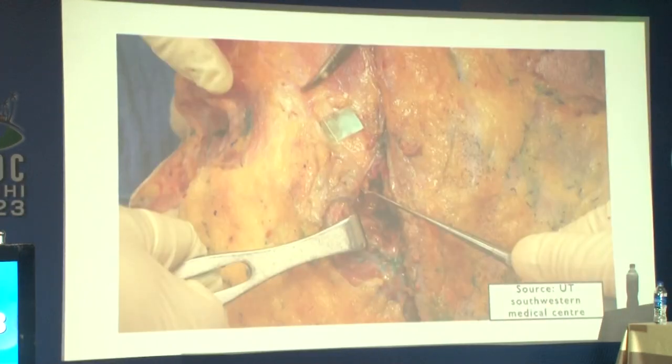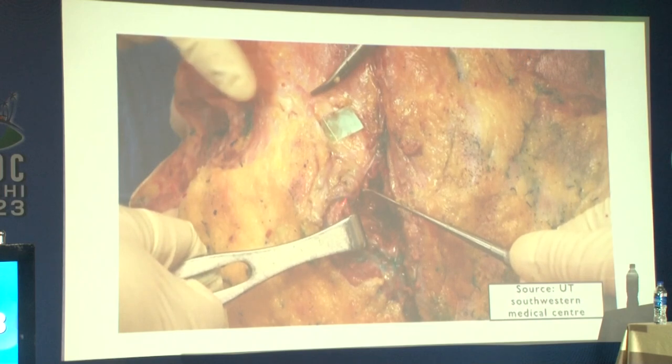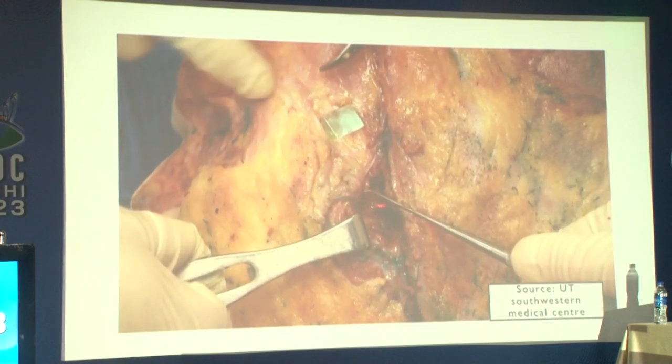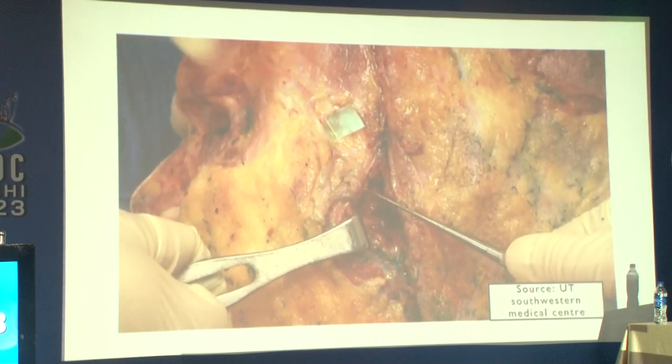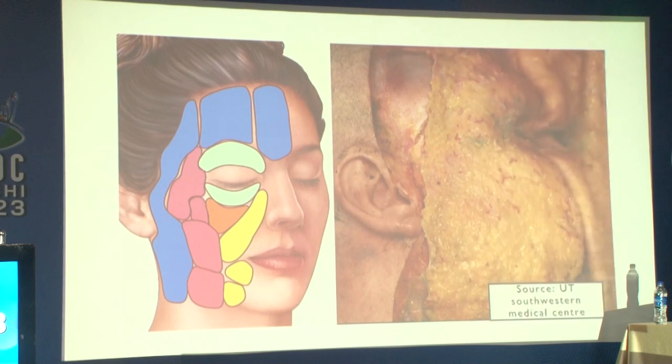Coming to the mid face, an important structure to know is the facial nerve. We can see the facial nerve is deep down near the ear lobule, and as it goes up, it becomes superficial. This is the orbital branch of the facial nerve, which was seen and tagged.